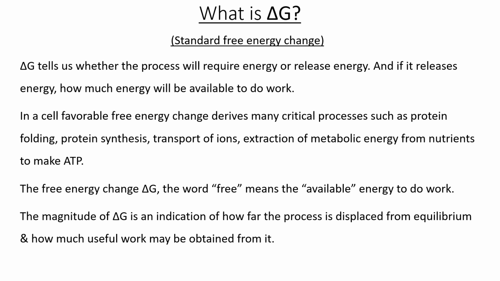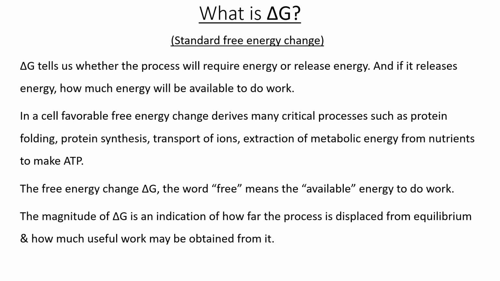What is delta G, the standard free energy change? Delta G tells us whether the process will require energy or will release energy. And if it releases energy, how much energy will be available to do work. In a cell, favorable free energy change drives many critical processes such as protein folding, protein synthesis, transport of ions, extraction of metabolic energy from nutrients to make ATP.